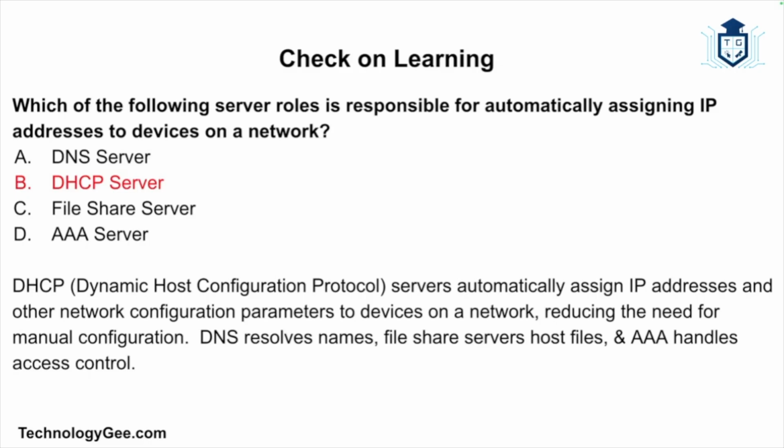So DHCP, or Dynamic Host Configuration Protocol, this server automatically assigns IP addresses and other network configuration parameters to devices on the network, reducing the need for manual configuration. DNS simply resolves names. File share servers host files, and the AAA server handles access control.